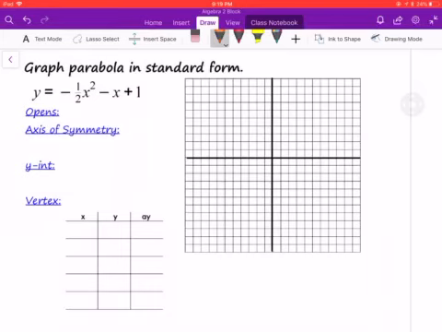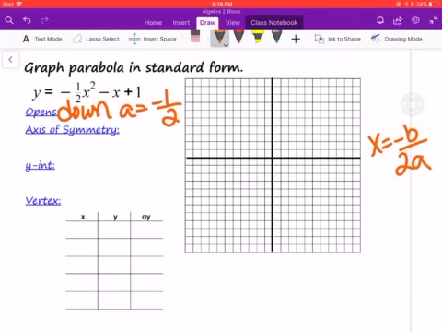So I wanted to just do one more. This one also opens down since it's a negative a. A is negative 1/2. And we use x equals negative b over 2a to find our axis of symmetry. And so I'm going to do the work over here to the right.